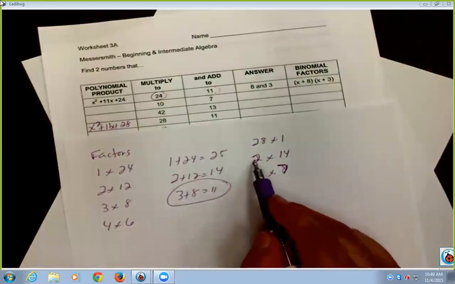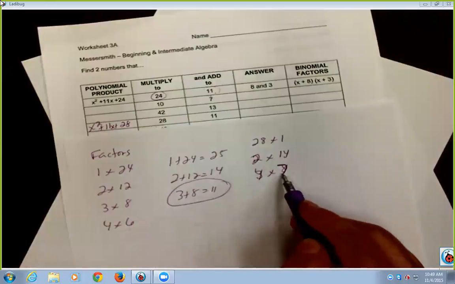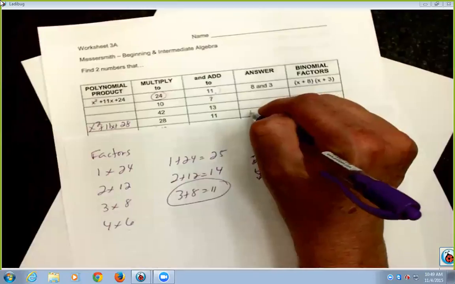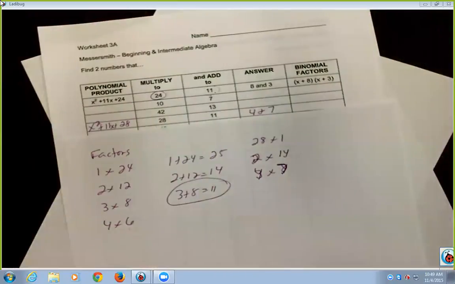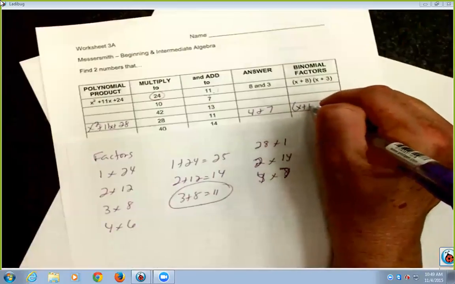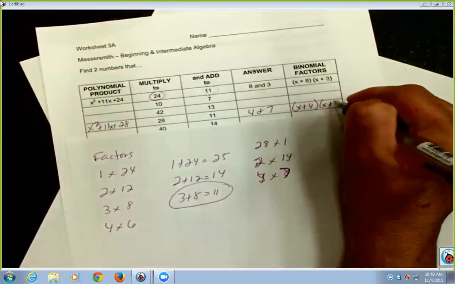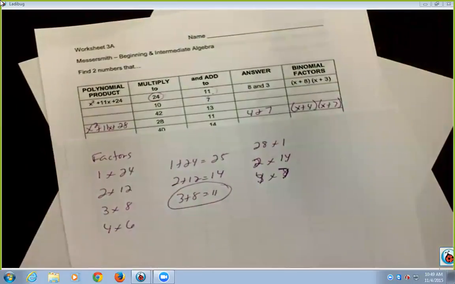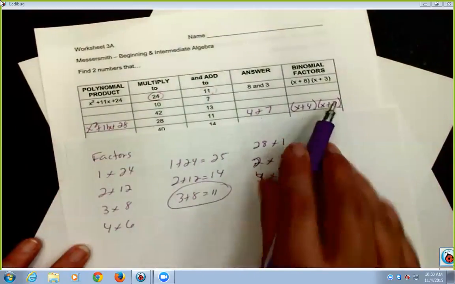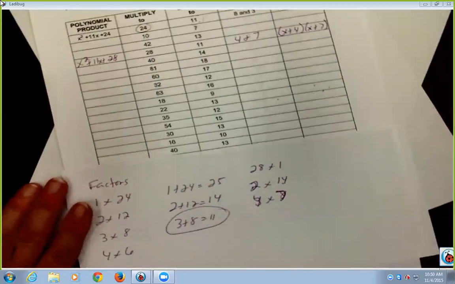So add these together: 2 plus 14, that's not it. 4 plus 7 is 11. So my answers are 4 and 7. And my two binomials are going to be x plus 4 and x plus 7. So it helps me with my factoring, because we're going to break them apart next time. We're going to be given this piece, and we need to find these pieces. So let's do one more over here on this side.